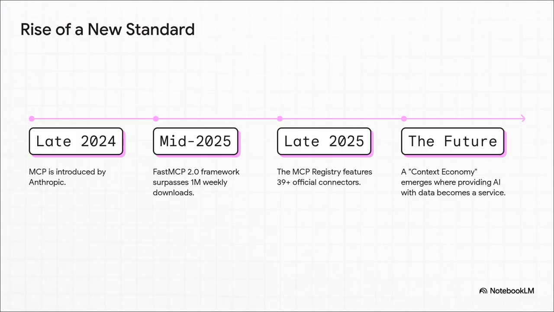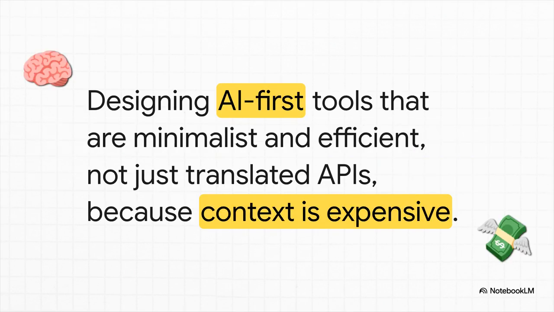And this has all happened unbelievably fast. The protocol was only introduced in late 2024. Less than a year later, it hit massive adoption. This is all leading to what some people are starting to call a context economy, where the most valuable thing you can offer isn't just software, but a clean, efficient MCP connection that feeds high-quality data and tools directly to AIs. But of course, there are new challenges on the horizon.